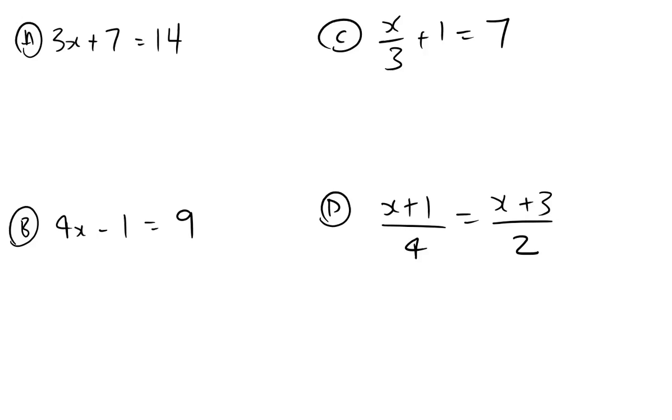Okay, so the first one, gentlemen, how do we solve the first one? Take away 7 from both sides, then we're left with 3x equals 7. Then what do we do? Divide both sides by 3. And then I've got x equals 7 over 3 is my answer.